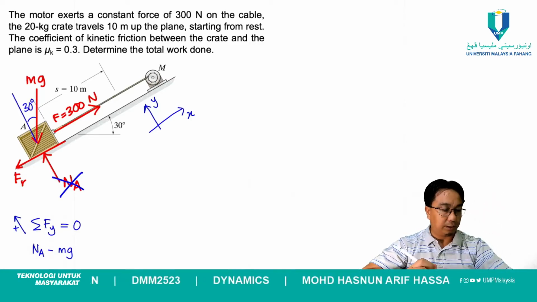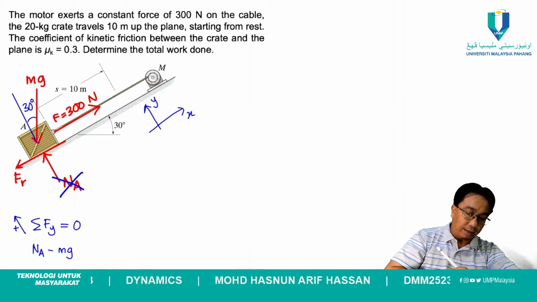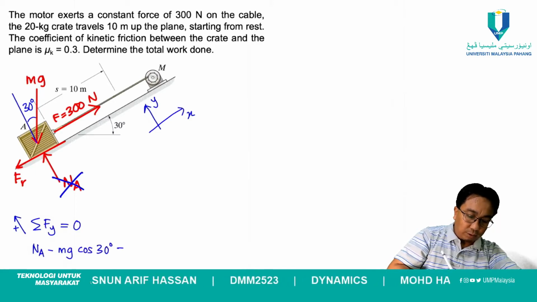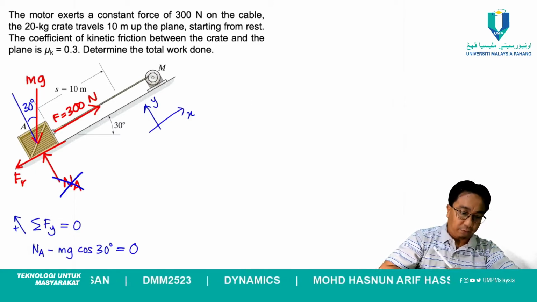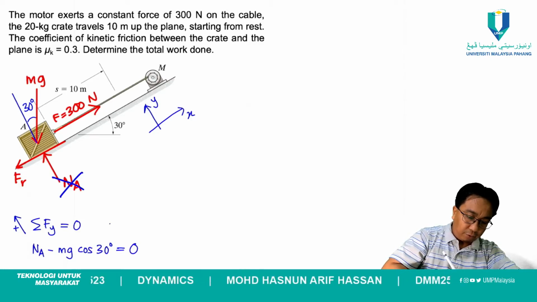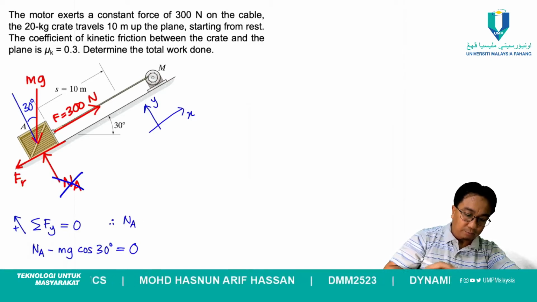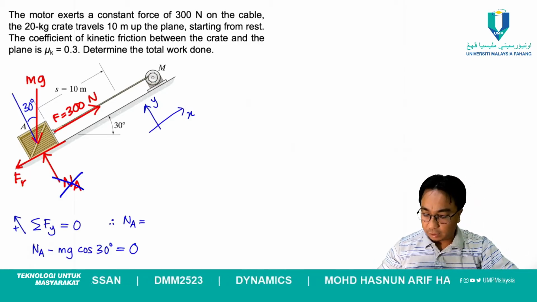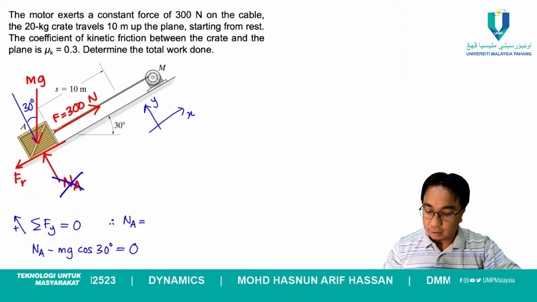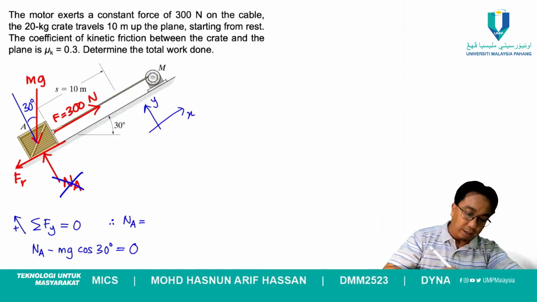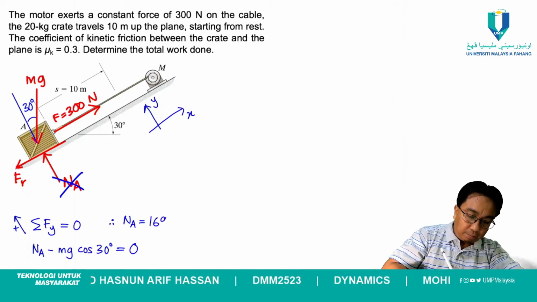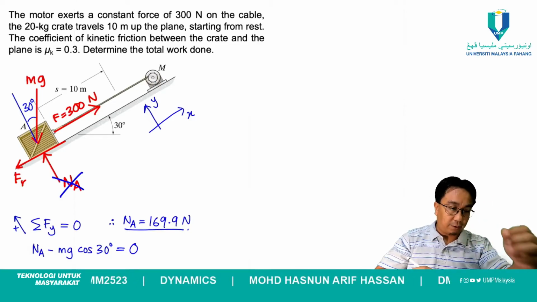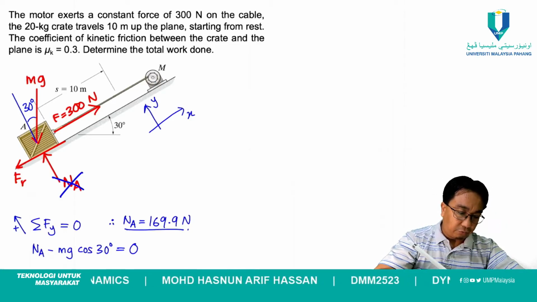This is 30 degrees, so it must be NA minus mg cos 30 degrees is equal to 0. So we have NA, therefore NA is equal to mg cos 30 degrees. So m is 20 times 9.81 times cos of 30 degrees. We have 169.9 Newton. This is our normal force. Okay, from here we can calculate the friction.